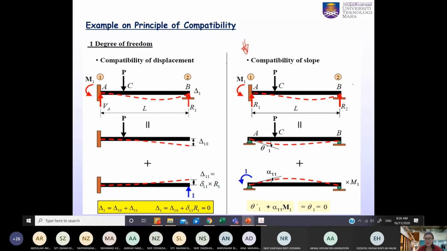So this is a real case, the real structure, and you have determined that it is to 1 degree. So you need to remove one of the redundants. Here choose MA. Choose MA as the redundant, as R1, let's say.